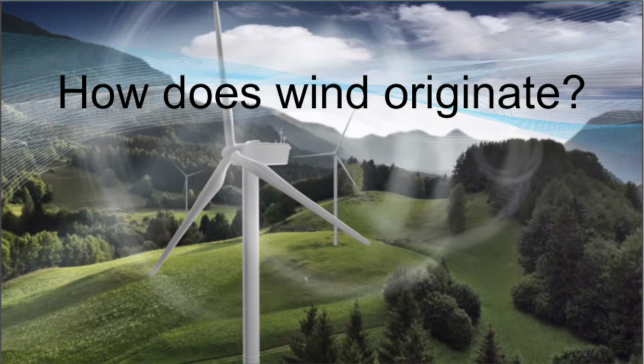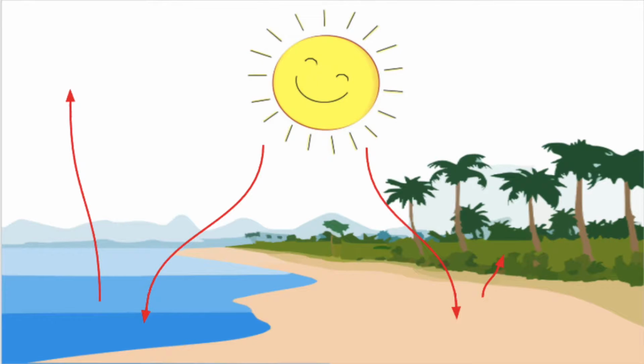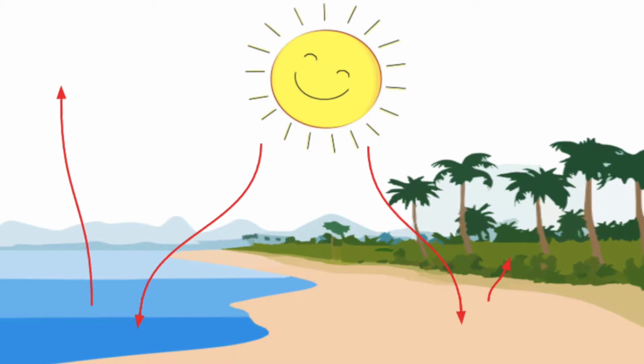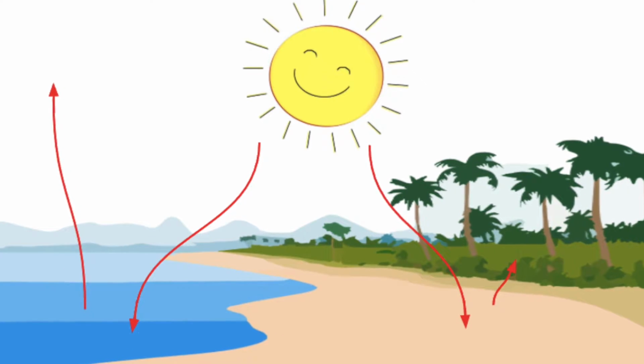Today, I will explain wind energy. First of all, how does wind originate? The sun heats up the earth. That leads to an increase of temperature. Since water reflects light better than land, the temperature over the water doesn't increase as much as the temperature over land. These different temperatures lead to different air pressures above land and water.